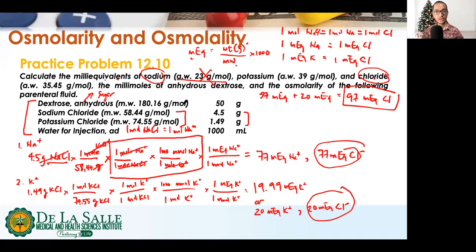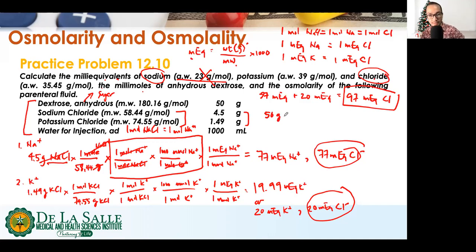Now, the next question is, compute for the number of millimoles of anhydrous dextrose. So I will write it here. We have 50 grams of dextrose. I will simply use dimensional analysis so you can see the universality of this particular technique. That is why I said at the start of our term, make sure that you understand how to use dimensional analysis. It will take you until the very end of this lecture.